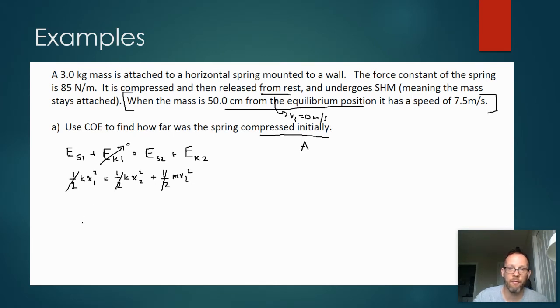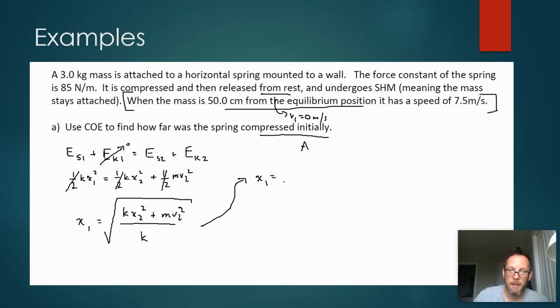So we can solve for x1, and I might do that right now. To get x1 by itself, we would divide by k. So you have k x2 squared plus m v2 squared, divide by k, and that would give you x1 squared. We just have to square root it. So we've set it up. If you'd like to plug in your numbers and do that right away, that's good. Or you can solve in a general sense like me first.